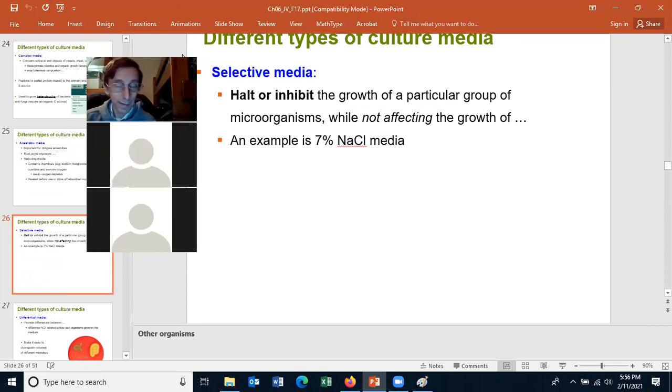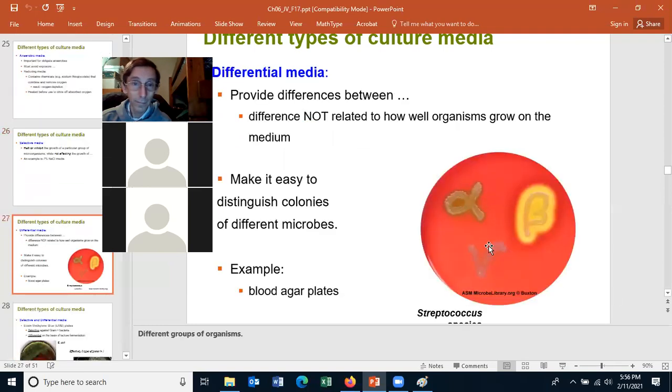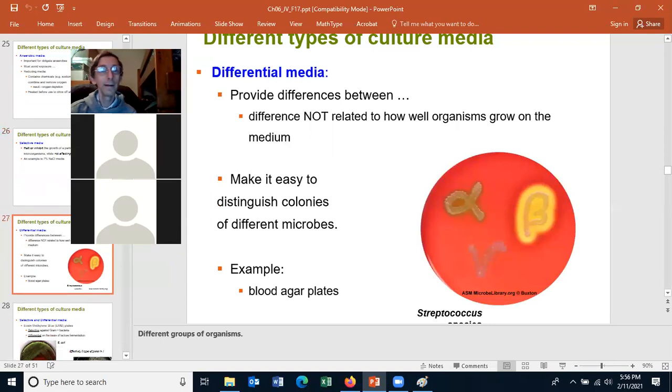Staphylococcus, like Staphylococcus aureus or Staphylococcus epidermidis, are halophiles. And you can find them growing on your skin. Although hopefully you won't find Staphylococcus aureus on your skin. But some people have it.